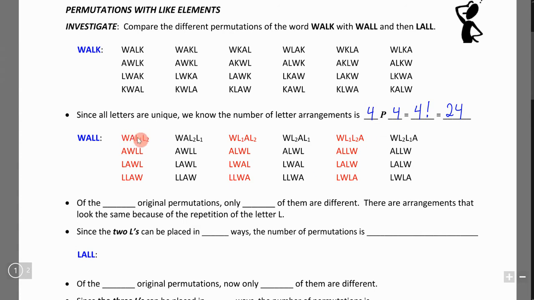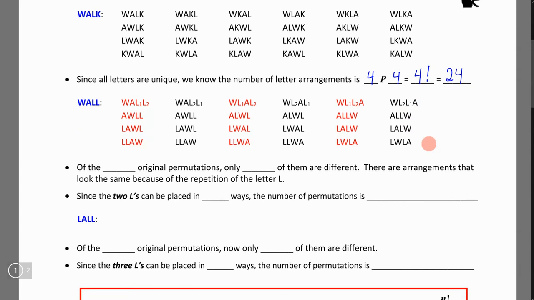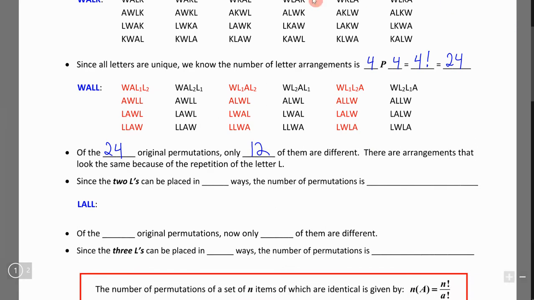You notice that this word WALL repeats over here, and this WLAL repeats over here, and then WLLA repeats over here. So of the original 24 permutations, only 12 of them are different. I'm just going to quickly highlight. This is the same as this, this is the same as this, and this is the same as this. So really, out of these pairs of columns here, I can only count 4 of them.